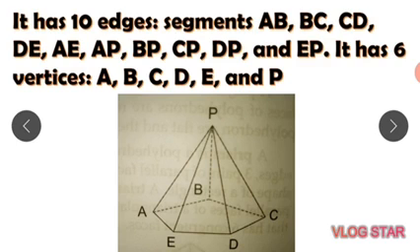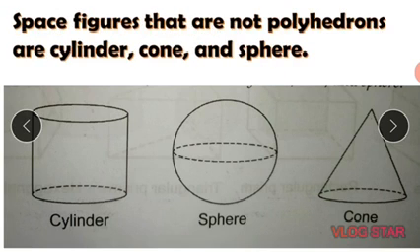And next, how many vertices, or what are the vertices? A, B, C, D, E, and P. Those are the vertices of the pentagonal pyramid.